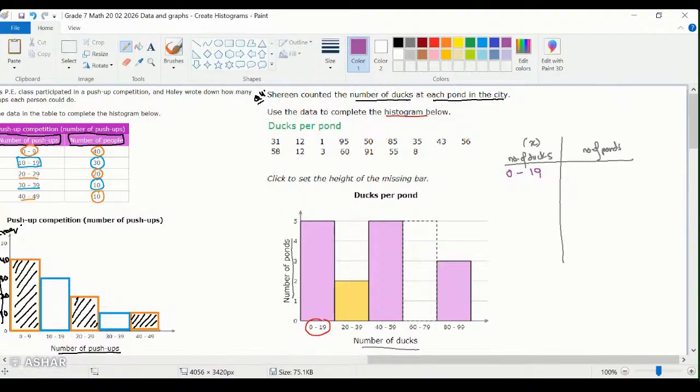So if the number of ducks were between 0 and 19, let's see. 1, great. 2, 3, 4, and 5. Agreed. That means the height of the bar should be 5. Let's do this further. Between 20 and 39, there should be 2 only. Let's see. 1 and 2. Between 20 and 39, we only had 2. Agreed.